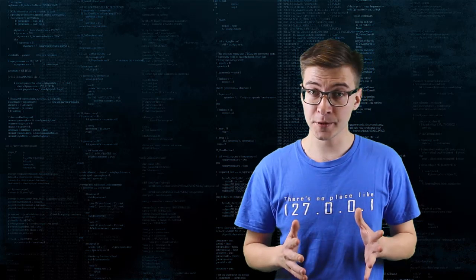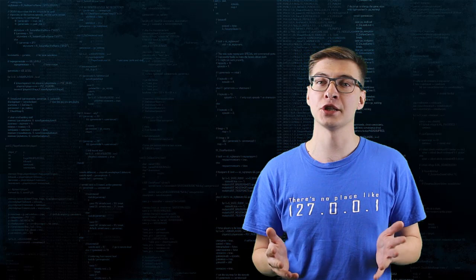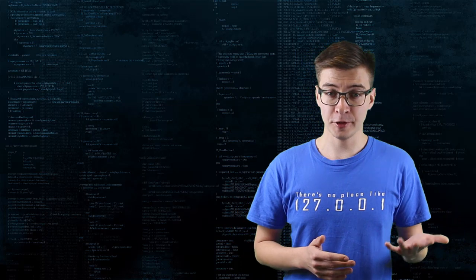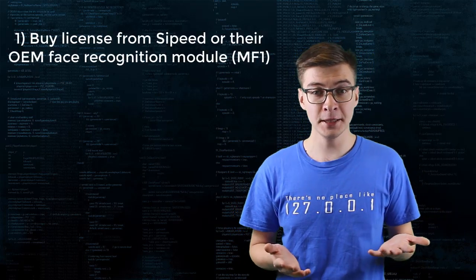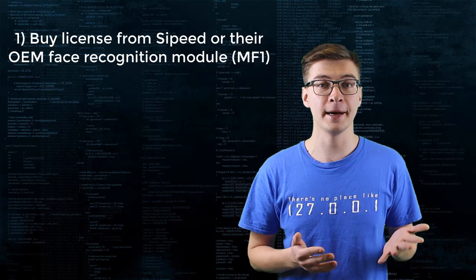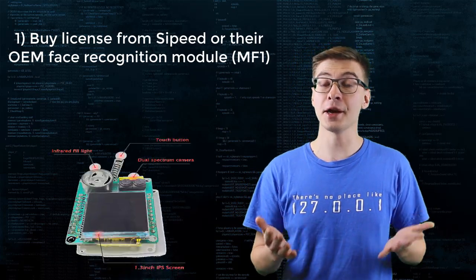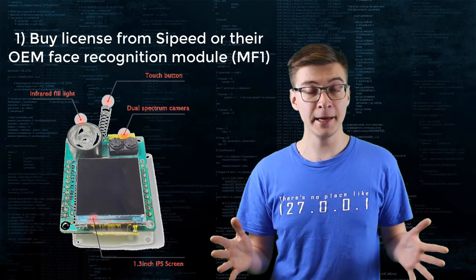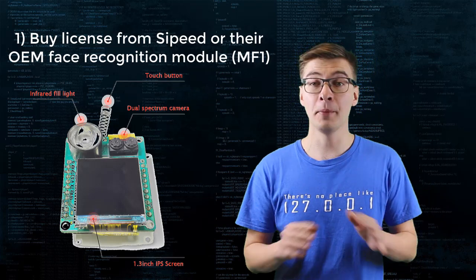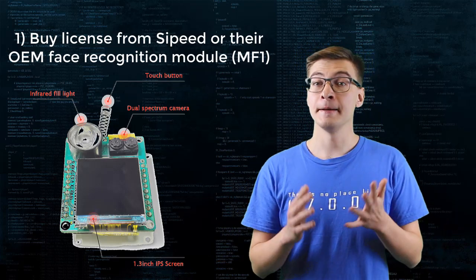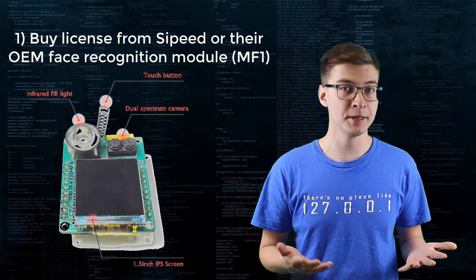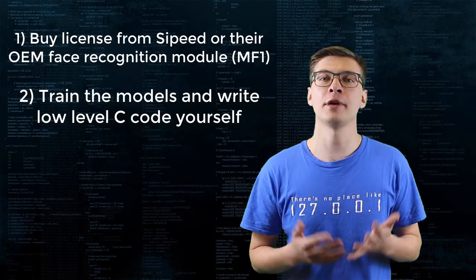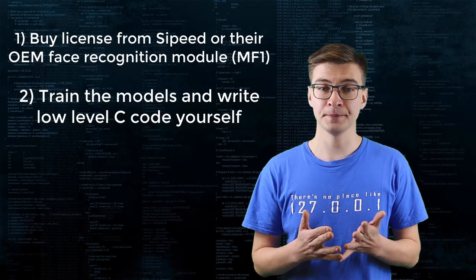If you have a commercial project where you would like to use face recognition with K210 chip, there are two ways to do it. Well, first one is obviously to buy a license from Sipeed and use their model and API, maybe even get their MF1 OEM module, which comes with infrared camera and liveness detection, so it cannot be fooled by a picture of a person. So this one is more geared towards business applications. Or the second way is to train the model and write low-level C code yourself.